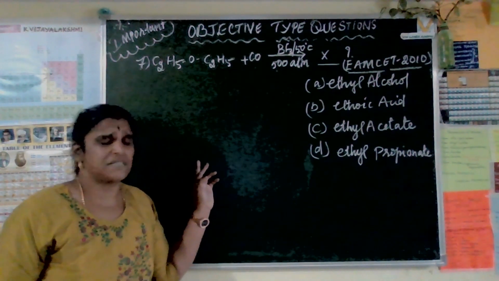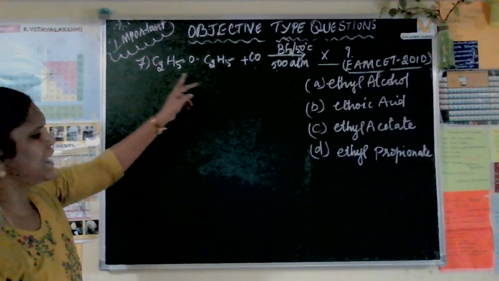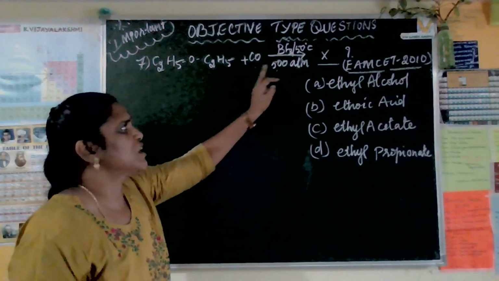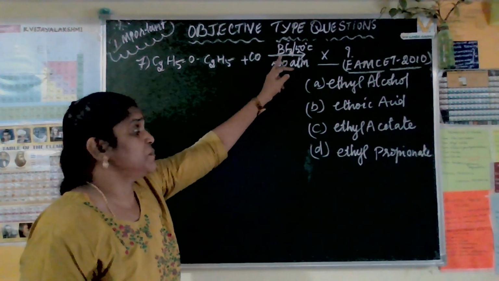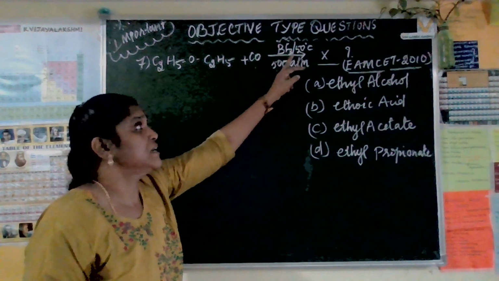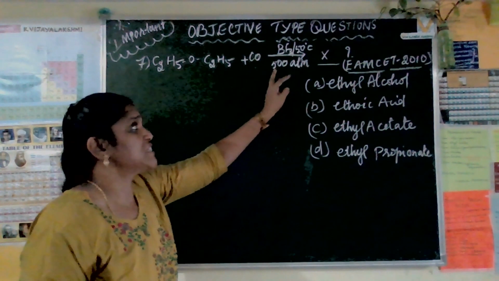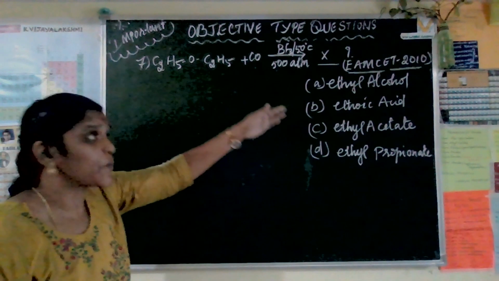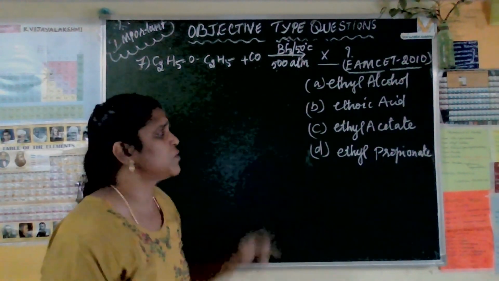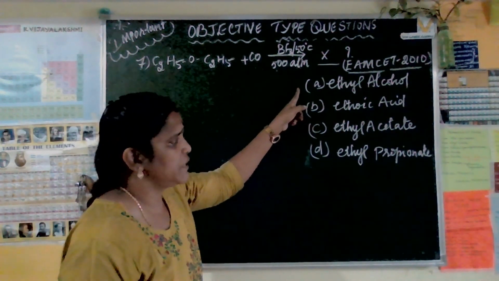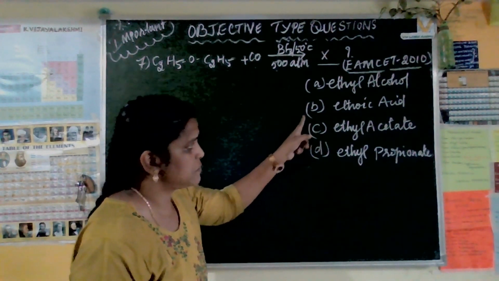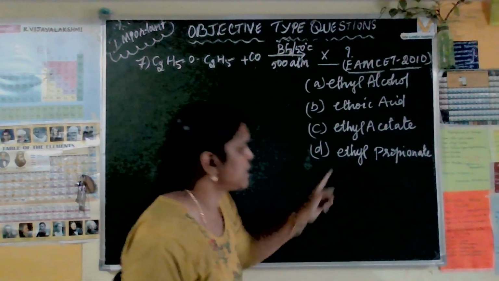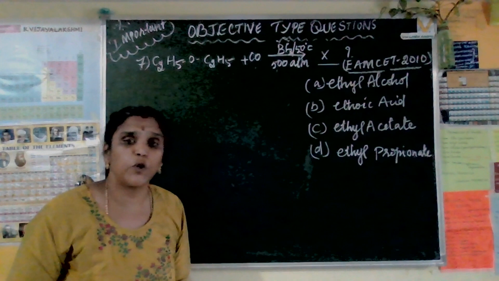This is very simple. Diethyl ether combined with carbon monoxide under the condition BF3, a Lewis acid, with 50 degrees Celsius and 500 atmosphere. What is the product? Okay, X is the product. A, ethyl alcohol, ethanoic acid. B, C, ethyl acetate, and D, ethyl propionate.